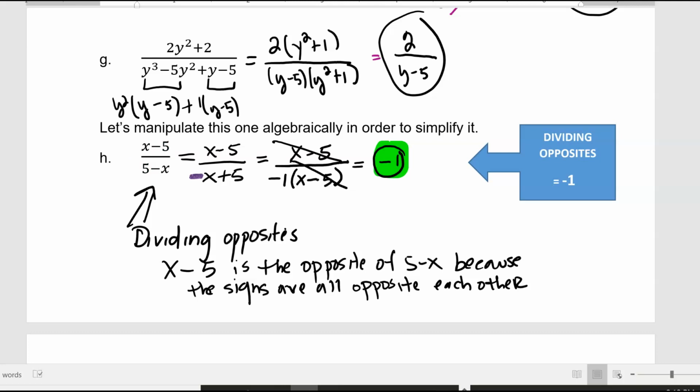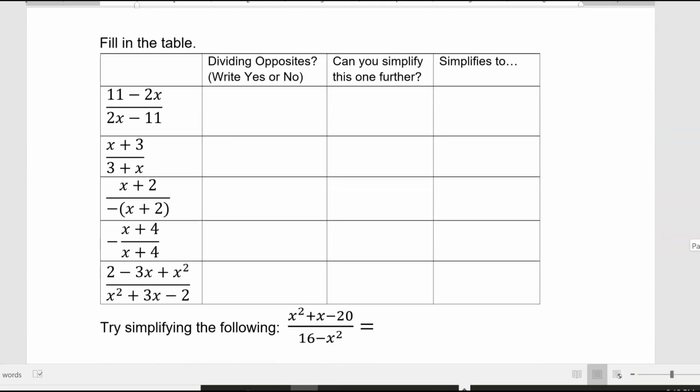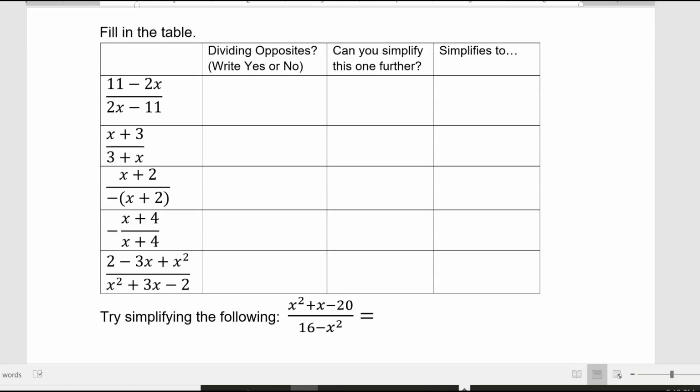So if you know that, you really don't have to factor and do this little step right here. You just go straight to negative 1 as your solution. So you can remember that, it will save you a couple of steps. So let's go through this. Let's fill in the table. We're going to answer, are we dividing opposites? Yes or no? Can you simplify this further? And what does it simplify to?